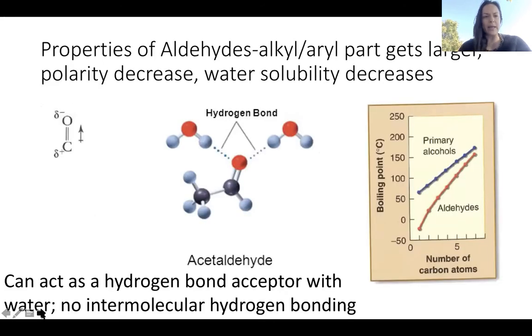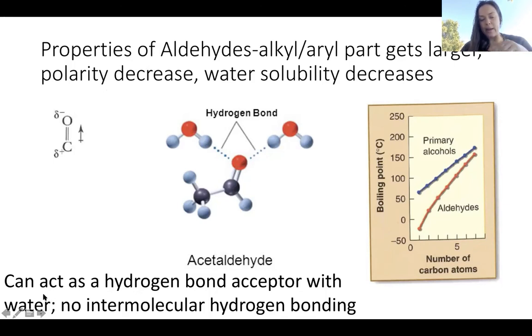Some properties of aldehydes. Again, remember, it has that carbonyl. And with that carbonyl, you get this unequal sharing of electrons. So the oxygen has that partial negative charge. The carbon has a partial positive charge. You get this dipole. With the properties, again, as the carbon part of the aldehyde gets bigger, the polarity is going to play less of a role. So polarity is going to decrease, and that means also water solubility is going to decrease. Okay. So the smaller aldehydes can be water soluble, bigger aldehydes are not.